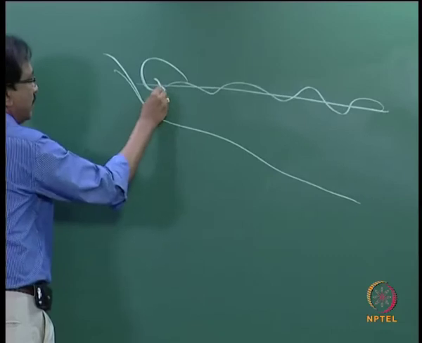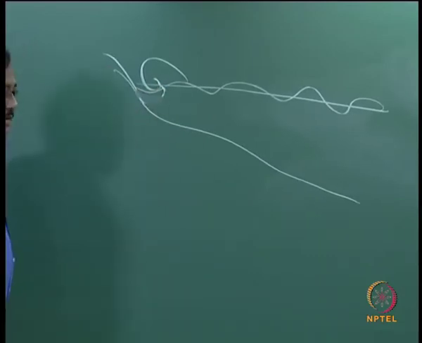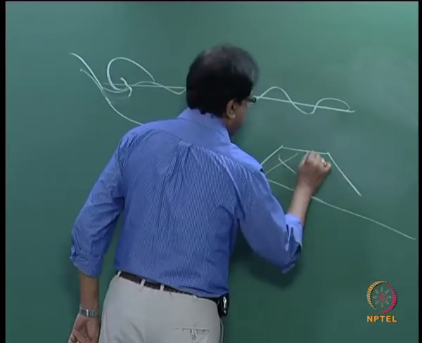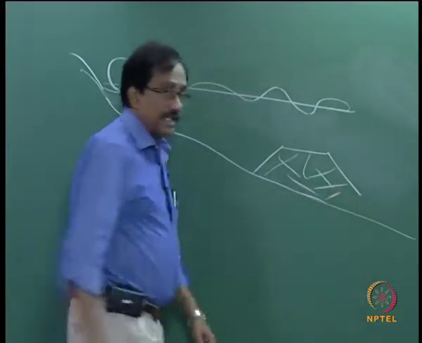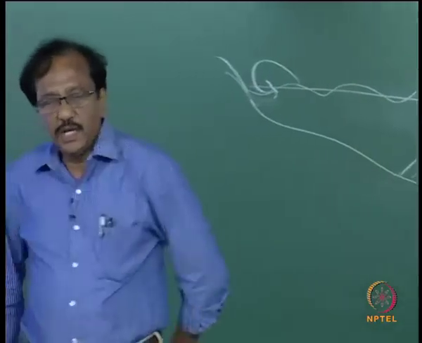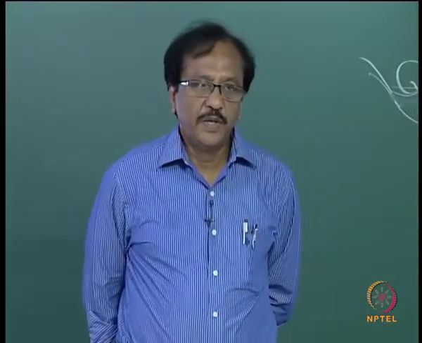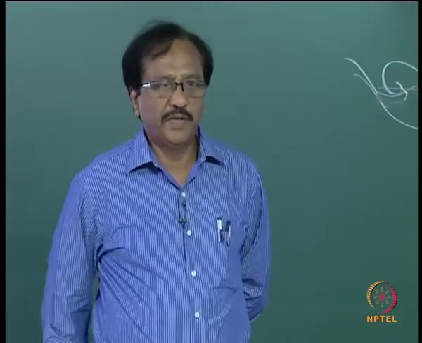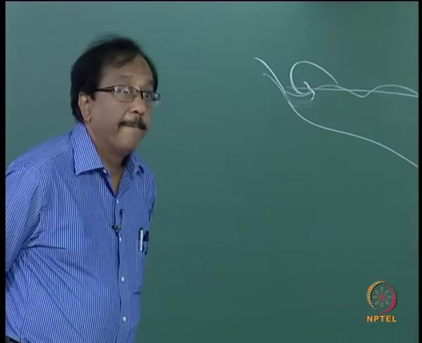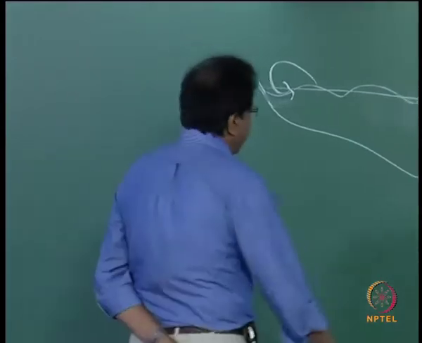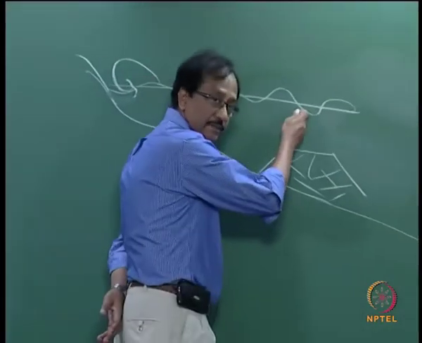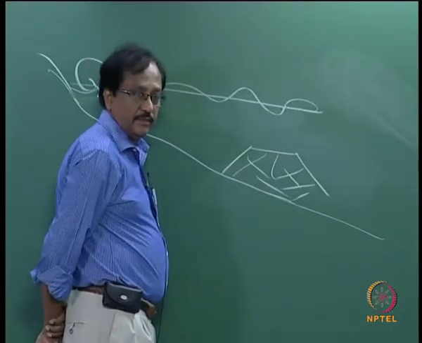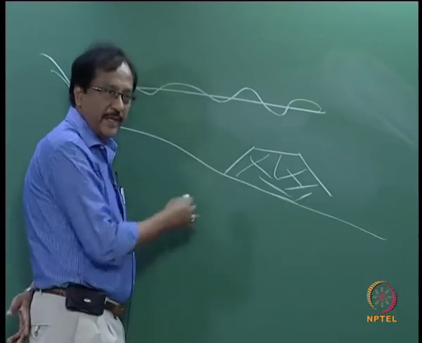Okay. Now I am putting a submerged structure here. This is an artificial structure, but there can be natural reefs, submerged reefs. What will happen in this case? So, instead of breaking here, it will break here. What will happen if it breaks here? Energy is dissipated.